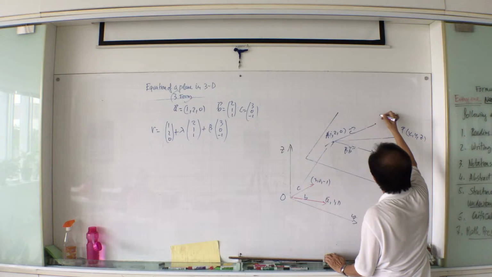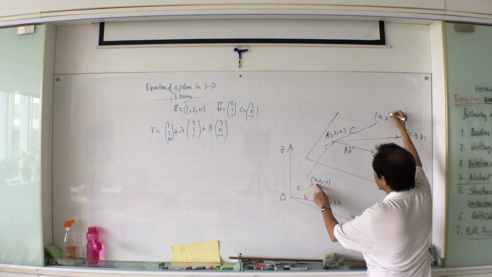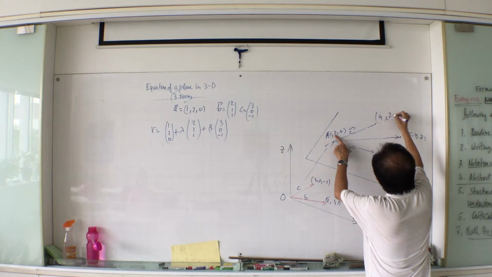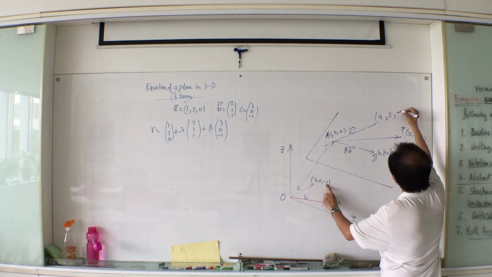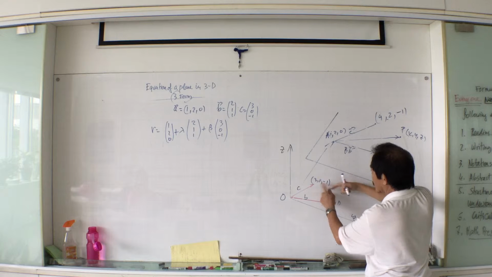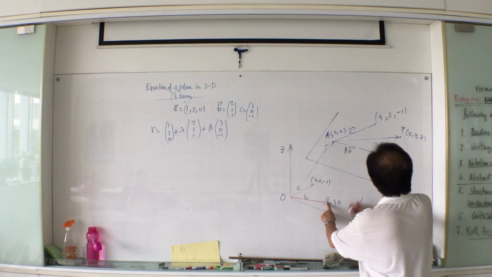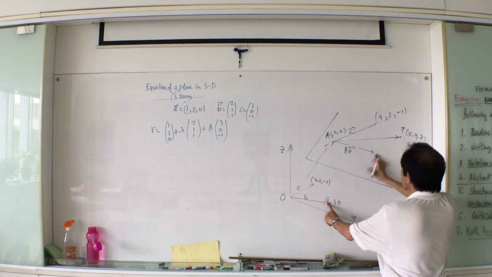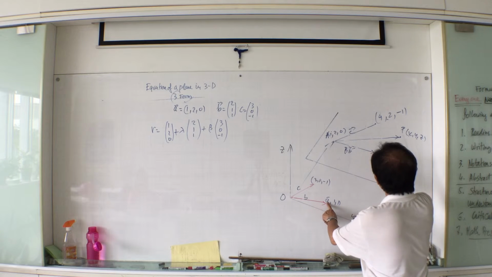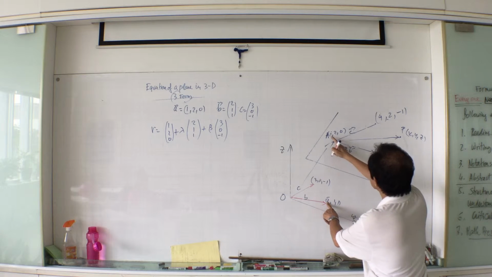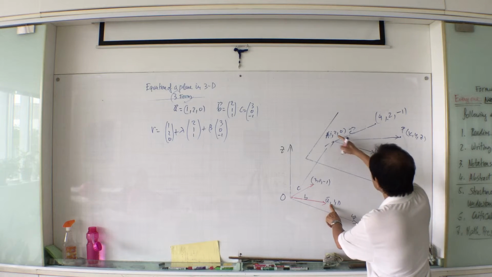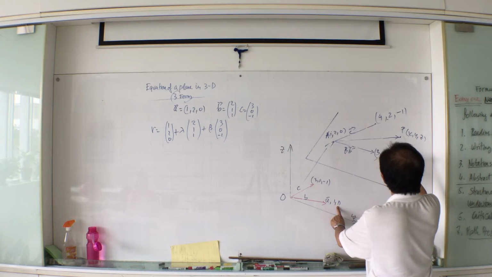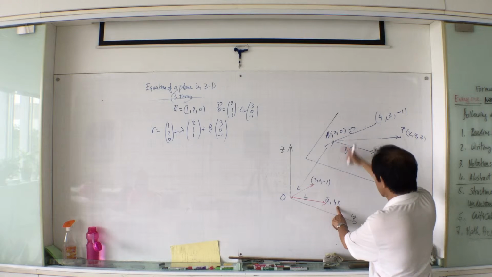So therefore this one has to be 4, this one has to be 2, because 2 minus 2 equals 0, this one has to be minus 1, minus 1 minus 0 equals minus 1, and the point here has to be 3, because 3 minus 1 equals 2, and this one has to be 3, because 3 minus 2 equals 1, and finally 1 minus 0 equals 1.